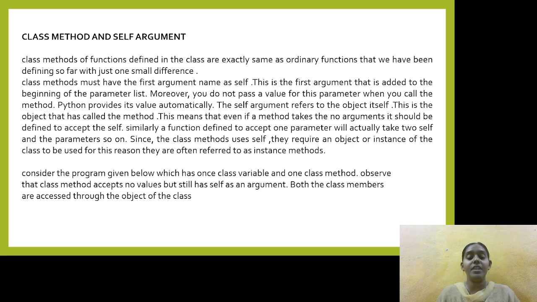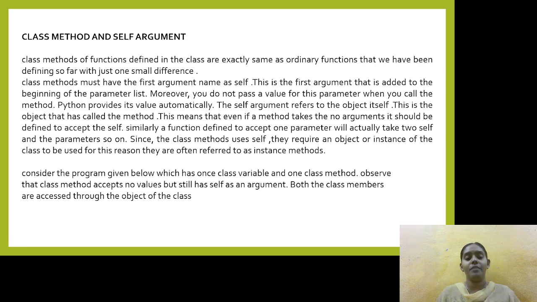This means that even if a method takes no arguments, it should be defined to accept self. For example, if we take an add function, x comma y are the parameters it accepts. Before that, it accepts self. Similarly, a function defined to accept one parameter will actually take two, self and the parameter, and so on. Since class methods use self, they require an object or instance of the class to be used. For this reason, they are often referred to as instance methods.